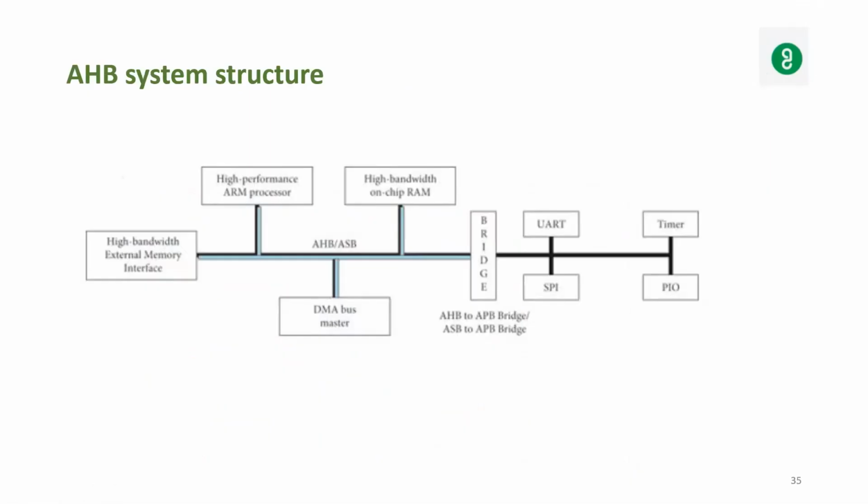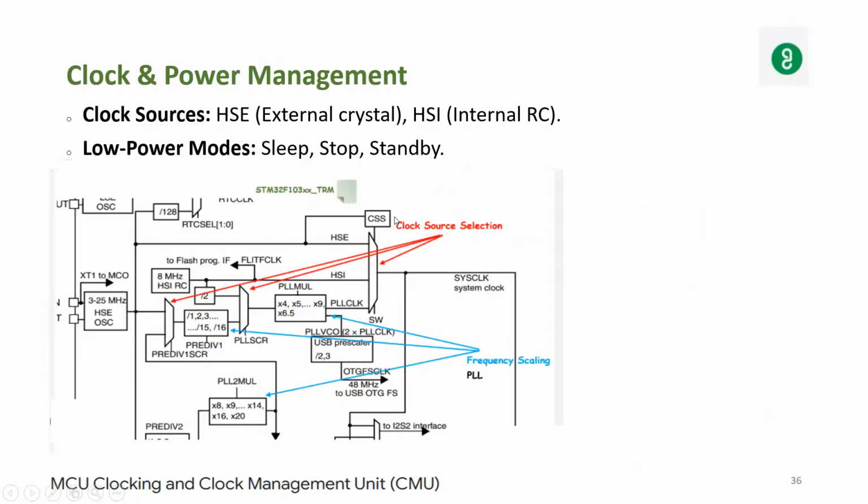And AHB, the high speed bus. In this case, I have a high performance ARM processor, high bandwidth ARM chip, high bandwidth external memory, DMA bus architecture, bridge, UART, SPI, timer, and PIO. Now here I will use the low speed bus, and here I will use the high speed bus. So AHB I will use here, in this portion.